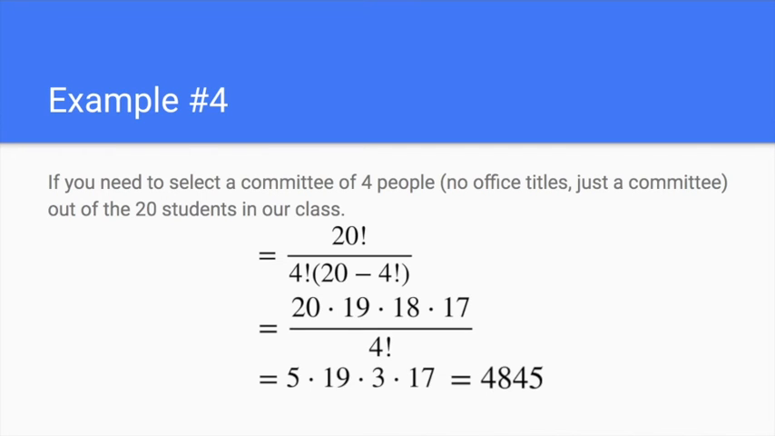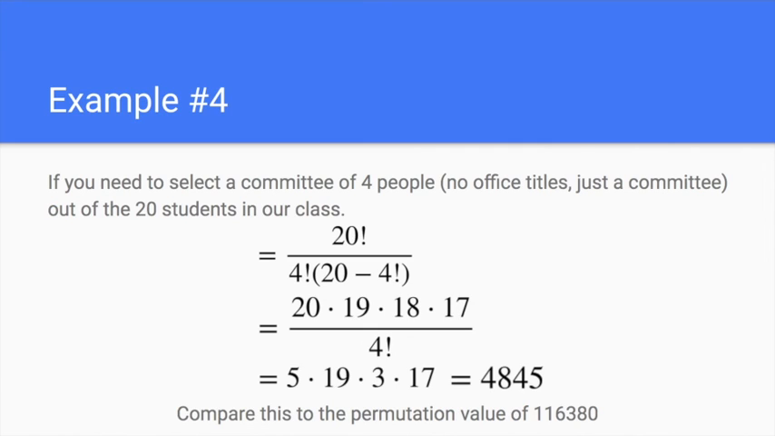So notice something important here. There is a big difference between the value of the combination 20 choose 4 and the permutation 20 P 4. The value of the permutation was 116,000 something, and this one's only 4,845. So when order matters, that tremendously increases the number of possibilities. So just keep that in mind. Combinations are typically much smaller than permutations.